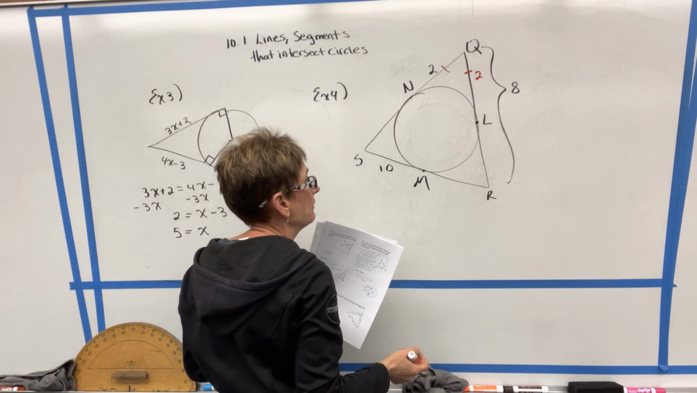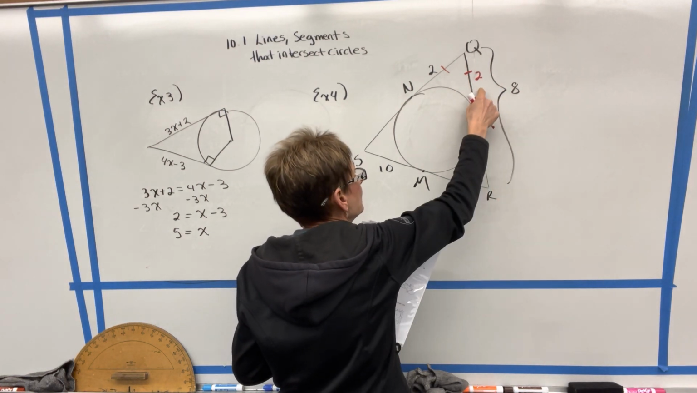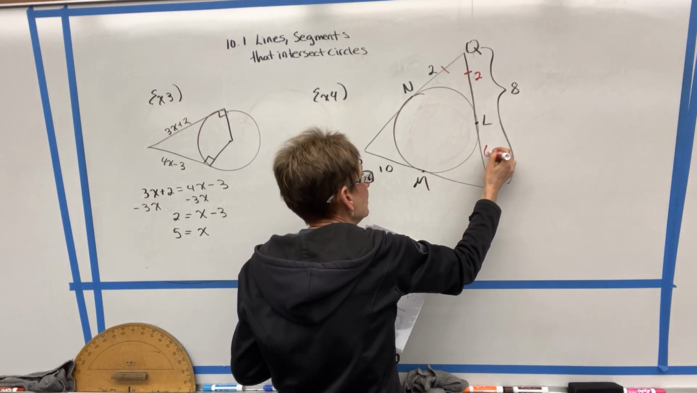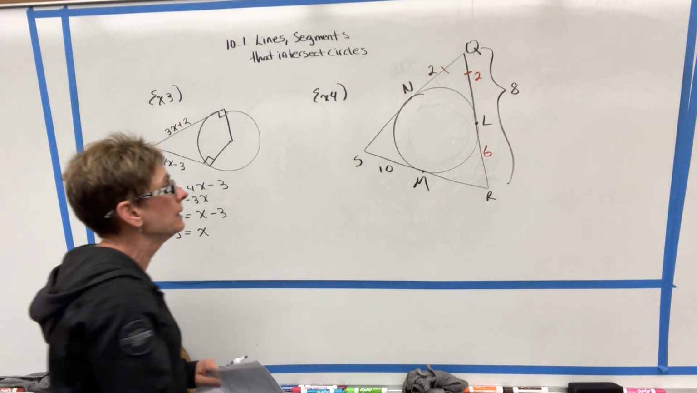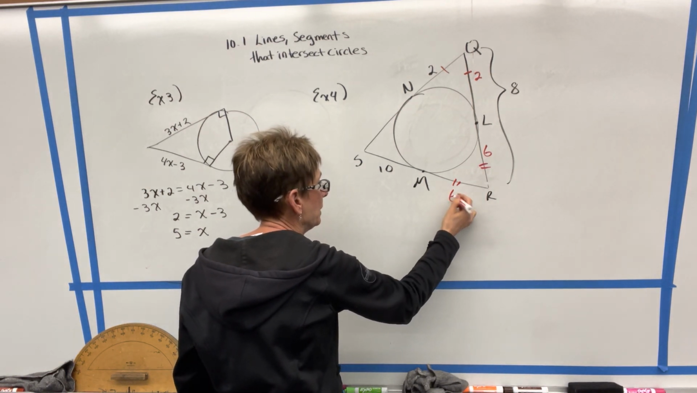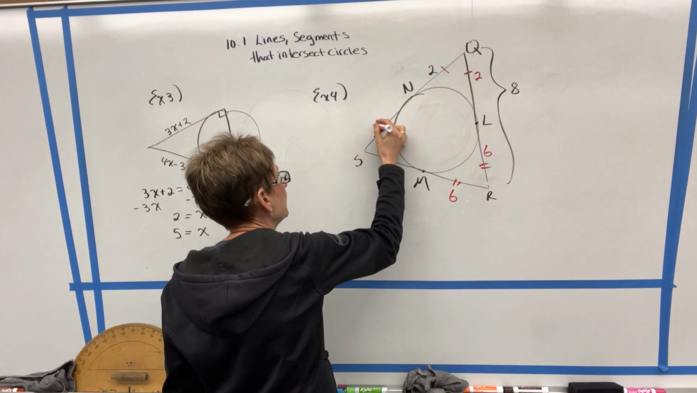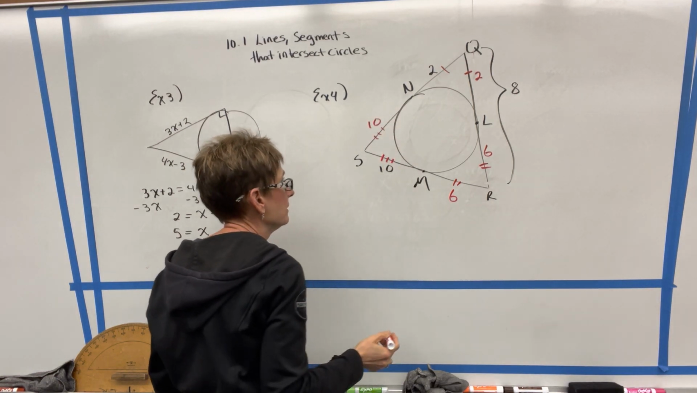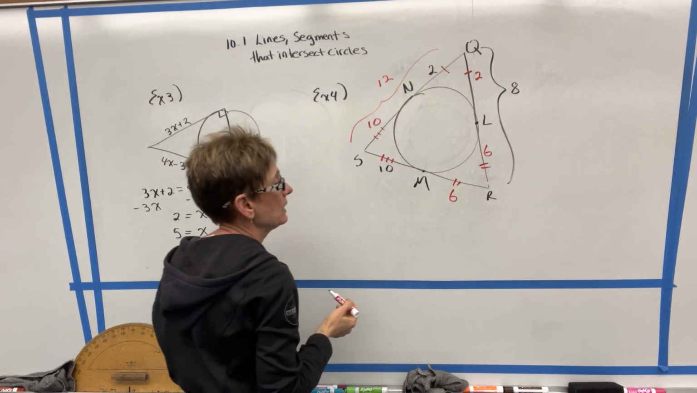That section would have to be 2. Because this whole piece is 8 and this part is 2, that tells me that the other section has to be 6 so that they add up to 8. Now, because these 2 tangents have to be the same length, we know that this one is 6. And because these 2 have to be the same, we know that that one is 10. So this side is going to be a total of 12 units long.